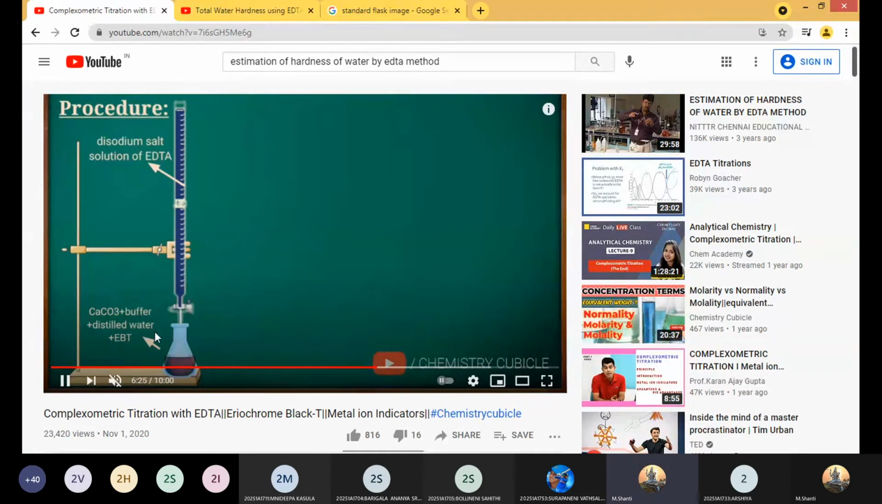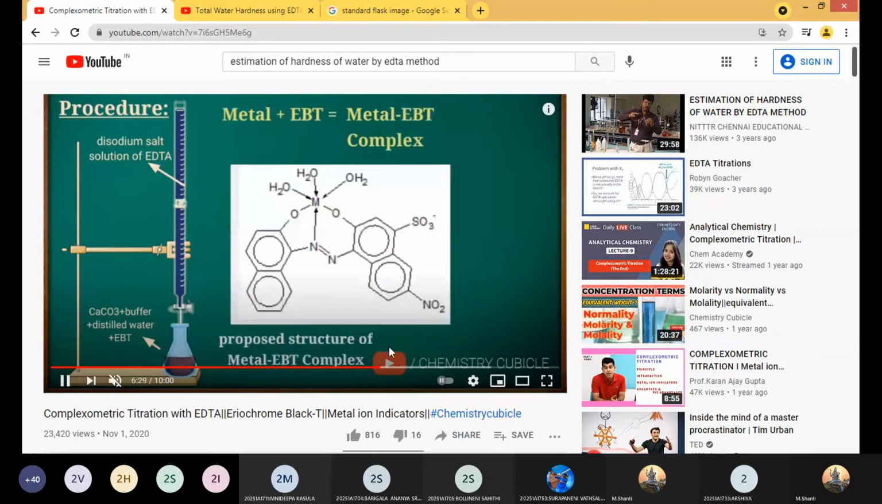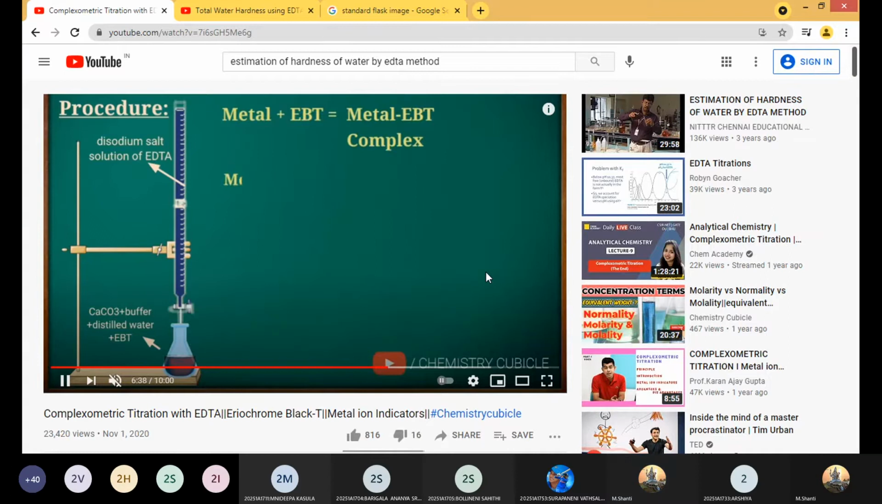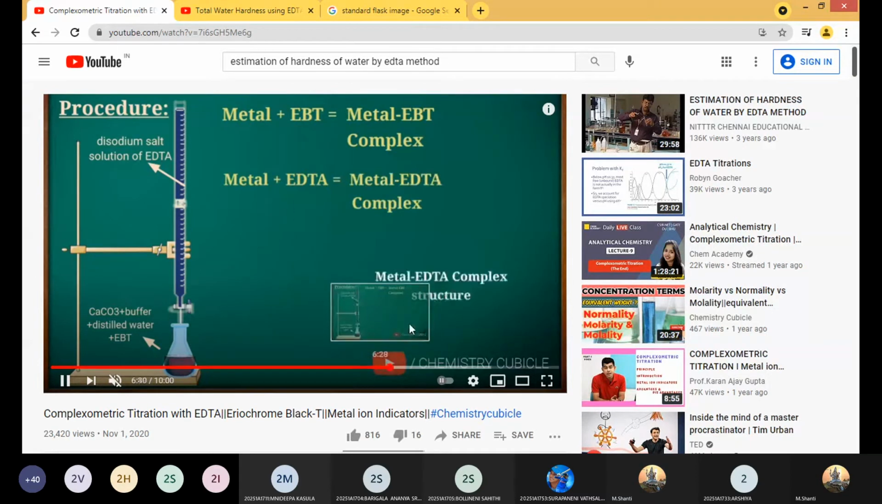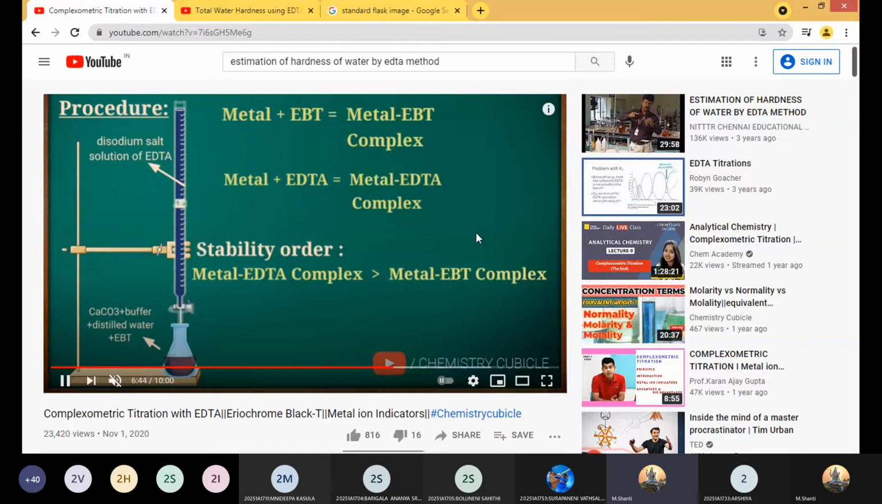This here in the first step, CaCO3 plus buffer plus distilled water plus EBT. So this is the structure of the metal EBT complex. You need to remember metal EBT, but you have to remember metal EDTA complex.